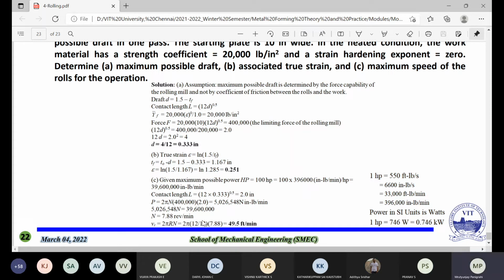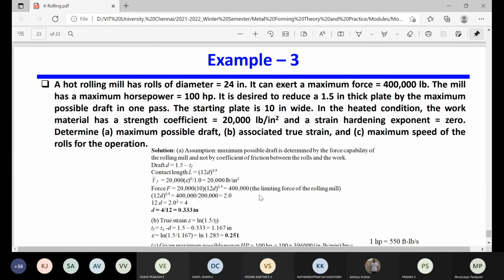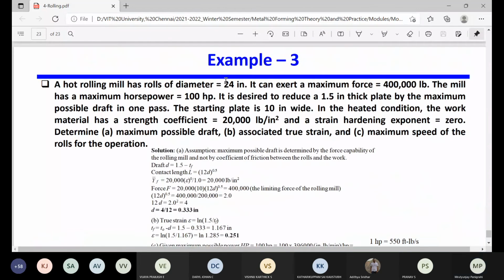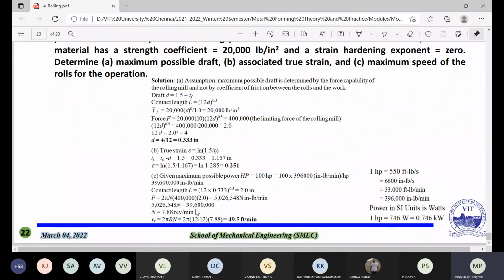Oh, I think yes, this is converted, 12 by 12. So this is already converted, which means this is feet per minute. Because R is 12 inch, dividing by 12 means it is converted to feet. If you want to make it in inch also, this is fine. You do not divide by 12. Directly you can make 2 pi into 12 into 7.88. Yes, sir. Fine. Any question up to now?